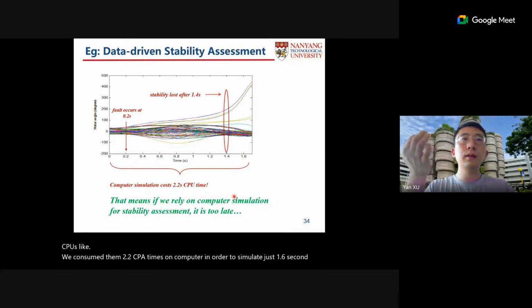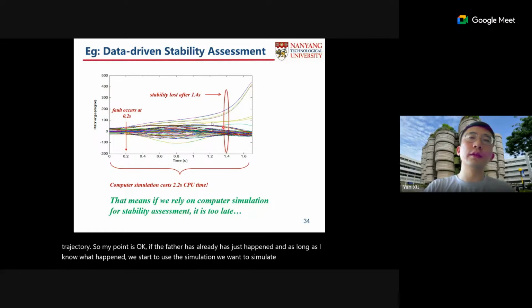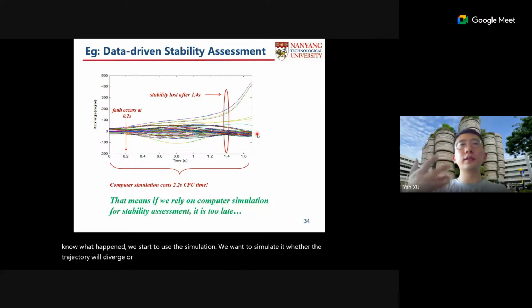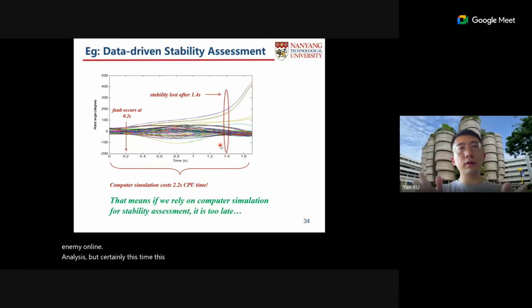So my point is, if the fault has just happened, and as long as we know the fault happens, we start to use the simulation. We want to simulate whether the trajectory will diverge or converge. You can see that the simulation is not fast enough, right? The system is already unstable before we finish the simulation. That means if we rely on computer simulation for stability assessment, it will be too late for online analysis. But certainly this computer simulation can support offline analysis.